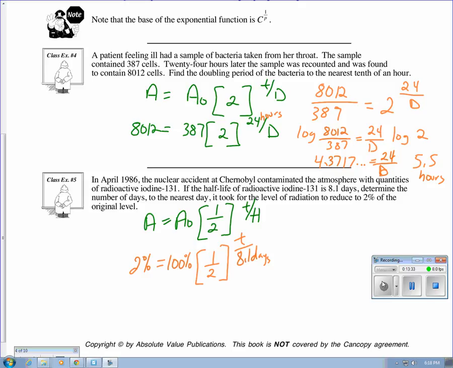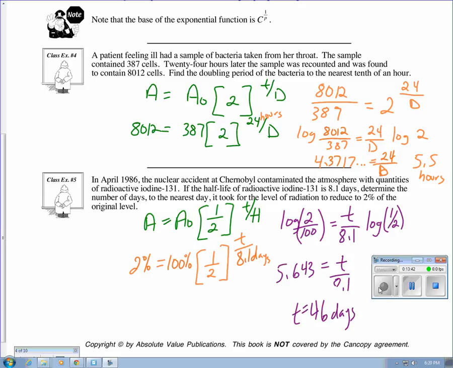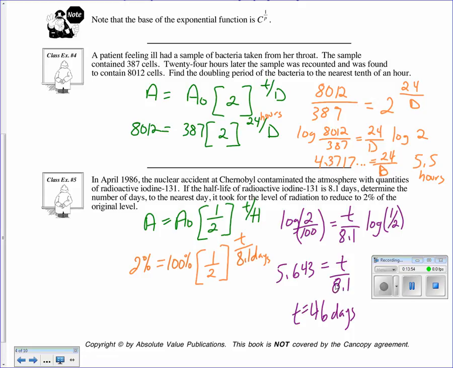And in a like fashion, I'm going to avoid taking logs till the end for the next one. So the log of 2 over 100 divide by the log of half. So that was log 2 divided by 100 divided by log of a half, which was 5.8643 and some change, being equal to T over 8.1. And then I solve for T by multiplying by 8.1. So I hope these two lessons put logs in a new light.